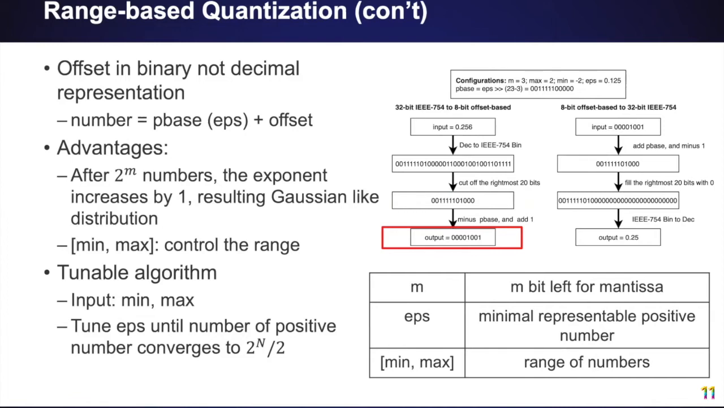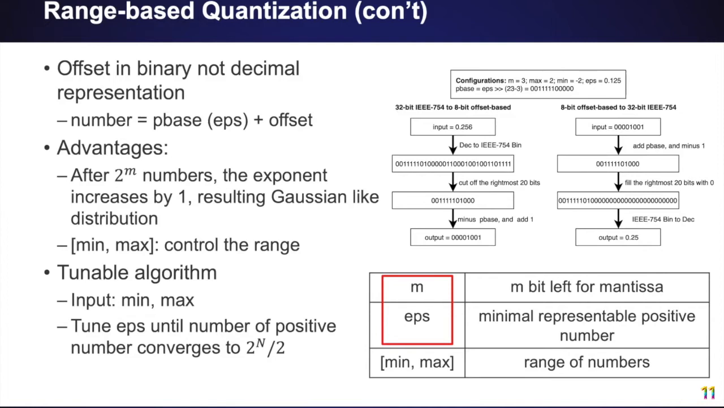Converting an 8-bit number back into float is similar. Different from the 8-bit IEEE 754 format, we introduce a min and max to control the range of representable numbers. Given a min and max, there are 2 numbers to tune. One is M, the other is EPS. However, when n is fixed, there are not too many choices for M, since M is less than n.